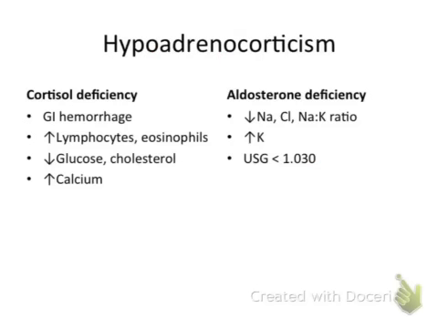Hypoadrenocorticism can cause several hematologic and biochemical changes. However, the most consistent change is a lack of a stress lymphopenia in a clinically ill patient. So, animals with hypoadrenocorticism may have anemia of chronic disease, they may have anemia due to GI hemorrhage, they may have normal concentrations of lymphocytes, or they might have a lymphocytosis.